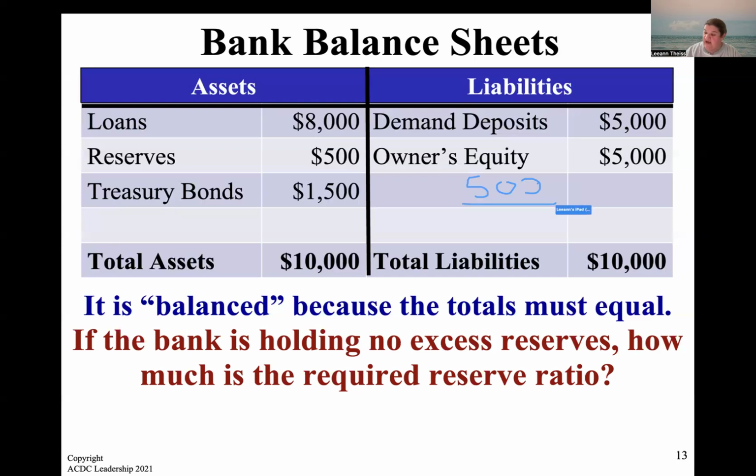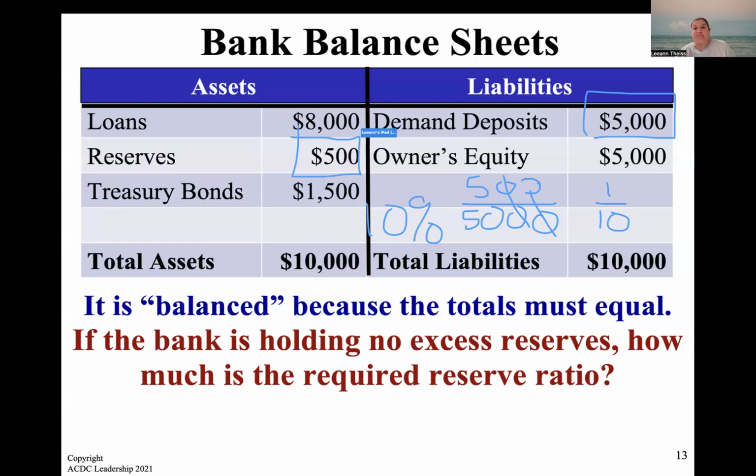$500 divided by how much do we have in demand deposits? $5,000. You can bust out your calculator if you want to, or you can do some mental math, up to you. We can wipe out these zeros and we're left with 5 over 50, which would reduce down to 1 over 10, which means that what is the reserve requirement for this bank? 10%. Now, some of you who are good at math are going to look and say, Miss Thies, I don't need to do any math. I can see it with my eyeballs that if they have $5,000 in demand deposits and they have $500 in reserves, I can just look and tell you that that is 10%.